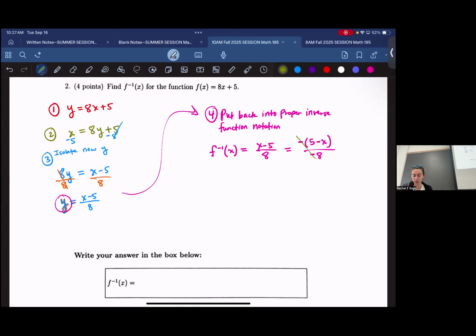Yep, that works as well. So this is the same as 1/8 x minus 5/8.